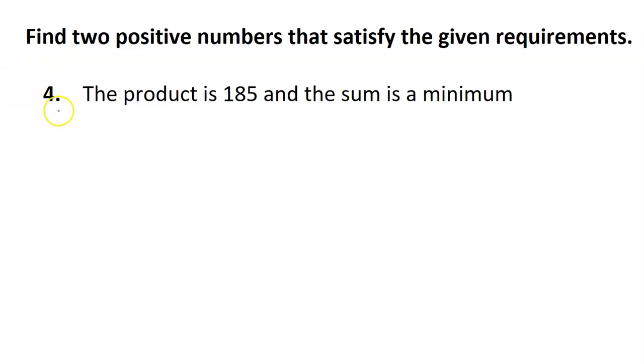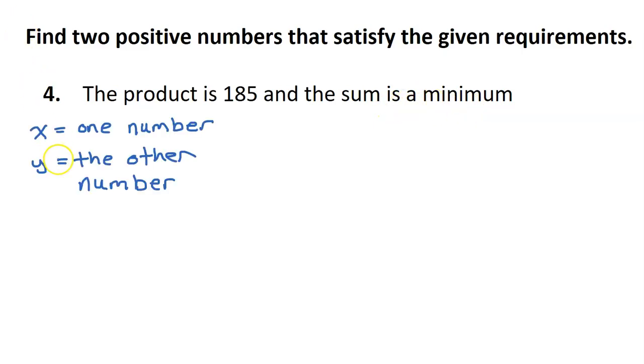In this video, we will work out some basic optimization problems. Find two positive numbers that satisfy the given requirements. Number 4, the product is 185 and the sum is a minimum. For starters, let's define our variables. Let's let x equal one of the numbers and we will let y equal the other.